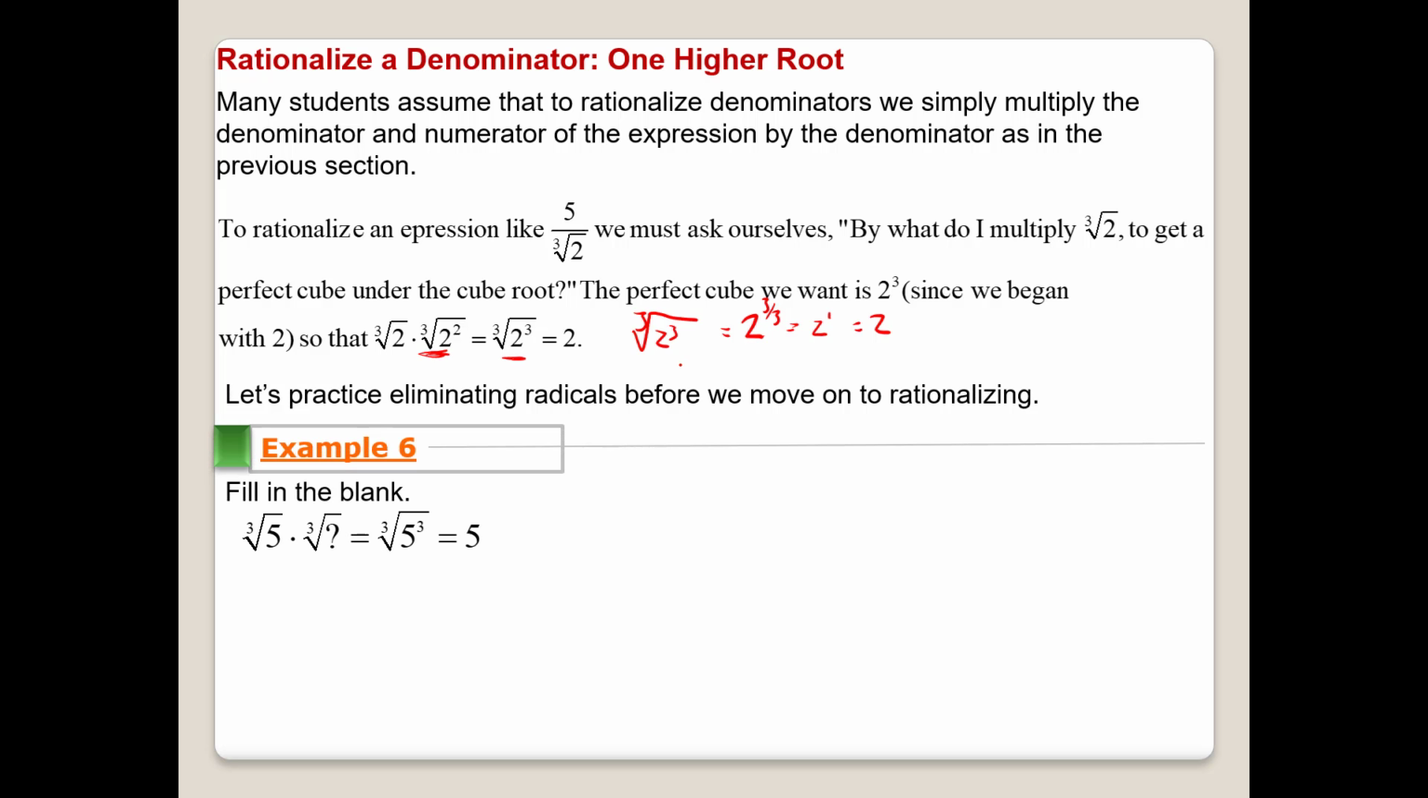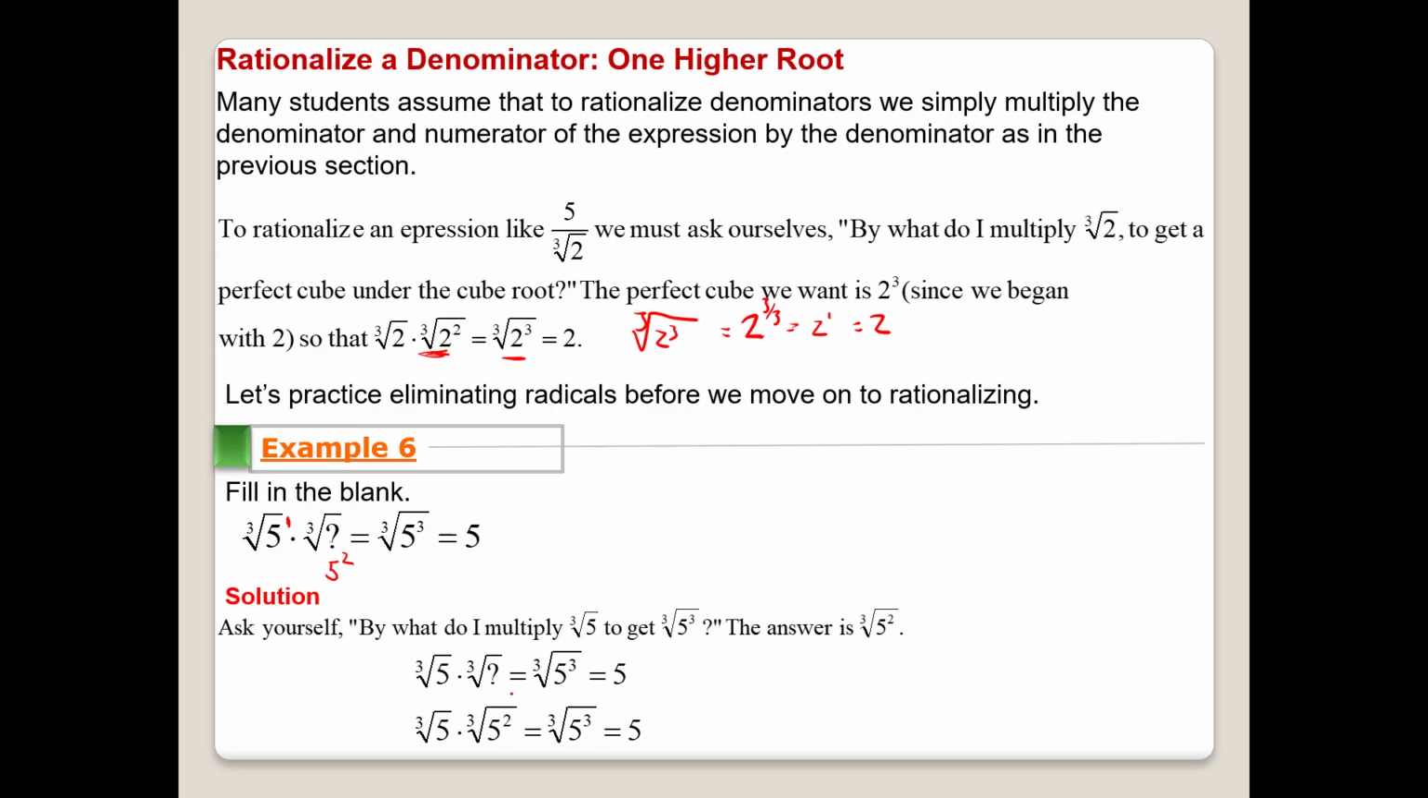So to fill in the blank here, let's look at this. We have 5 to the 1 power. If I want to multiply this times what to get 5 cubed in there? Well, hopefully you can see that we just want to multiply times the cube root of 5 squared. We just need a 5 squared in there, okay? And then we make the rule work just like we did above.